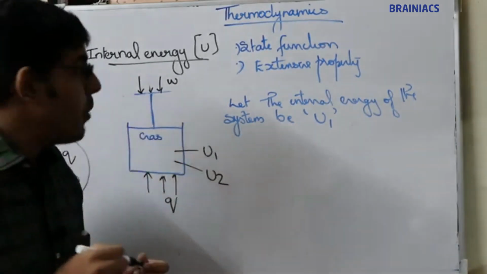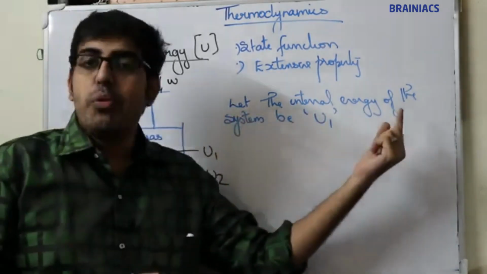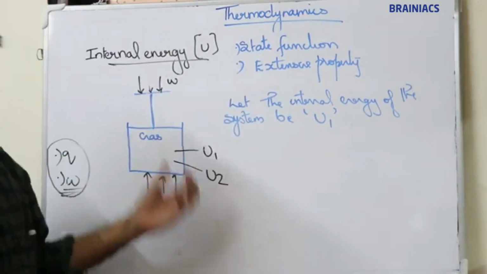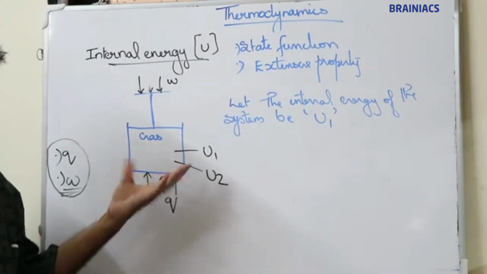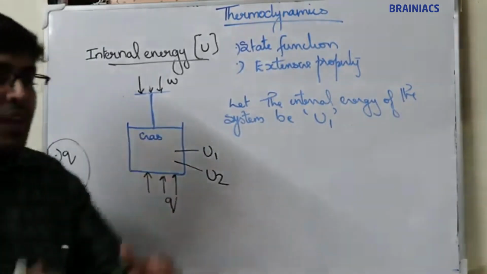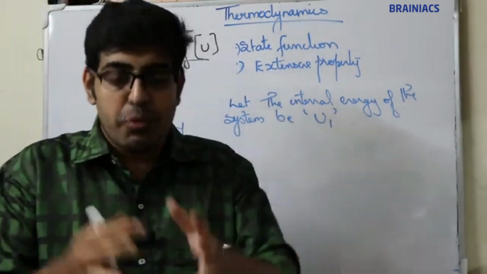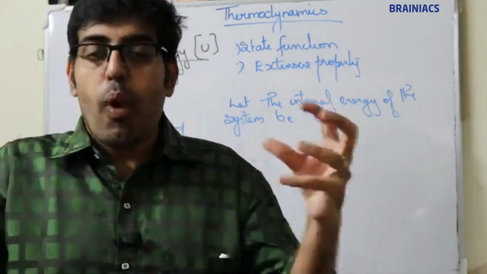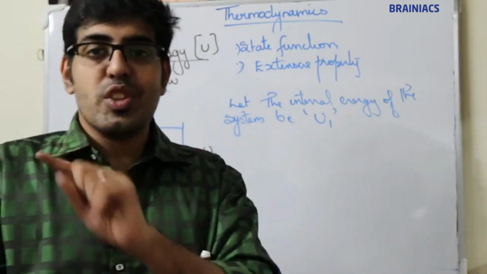So once more, let the initial internal energy of the system be U1. Now, I am supplying heat energy. When we supply heat energy, the molecules inside that system will absorb heat energy, so that their rotational energy increases, vibrational energy increases, translation energy increases.